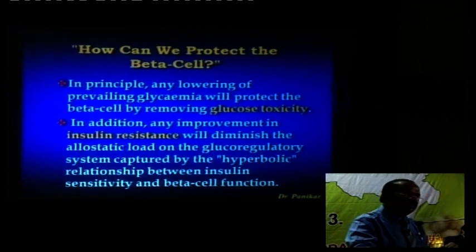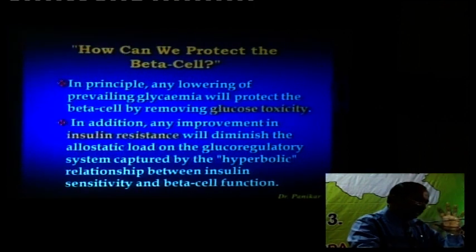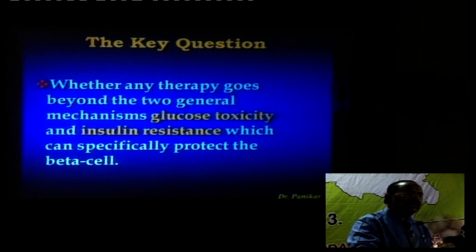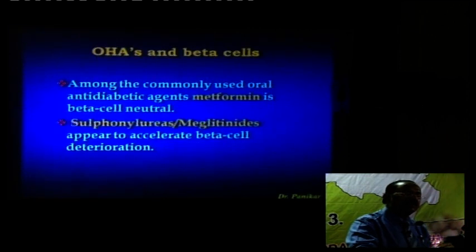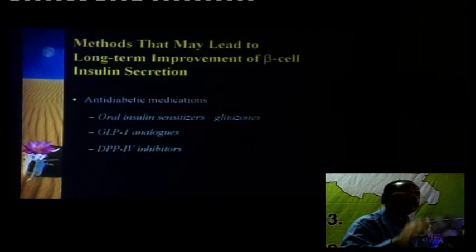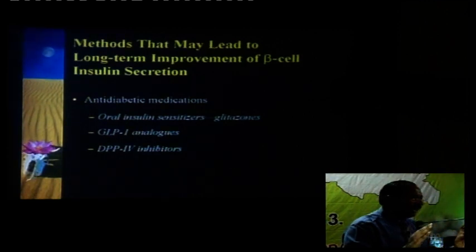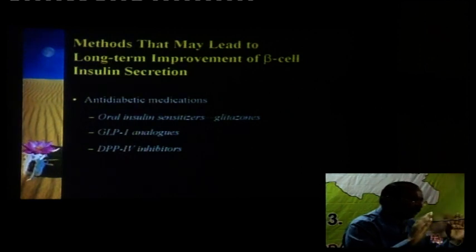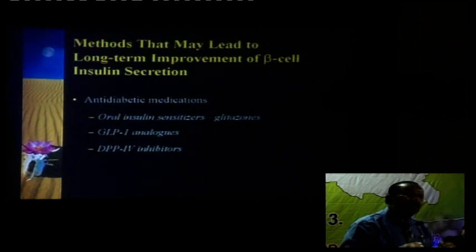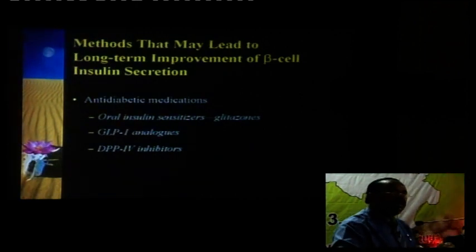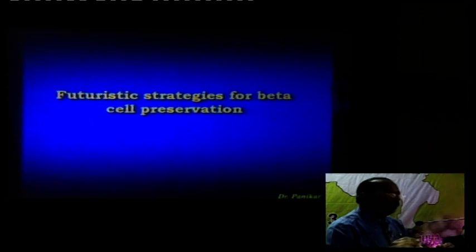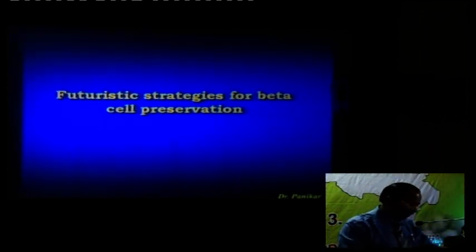So besides treating insulin resistance and glucotoxicity, do we have anything that can preserve the beta cells? You have oral insulin sensitizers, you have a GLP-1 analog, and you have a DPP-4. As of today, the only drugs which we have which are beta cell friendly are the glitazones and the GLP analogs and DPP-4. What are the futuristic strategies for beta cell preservation?